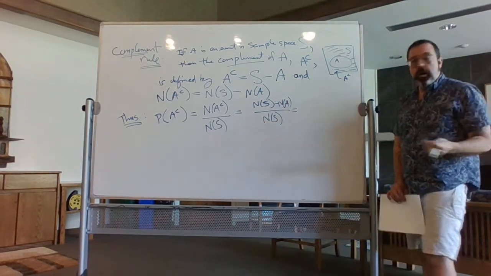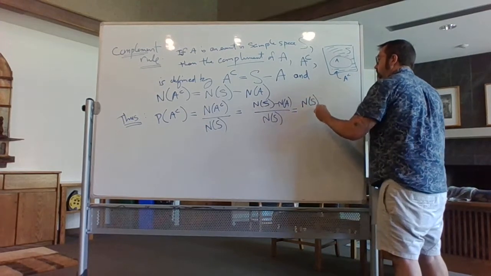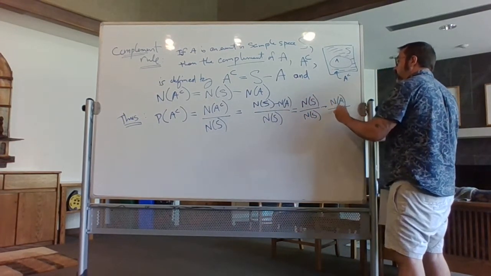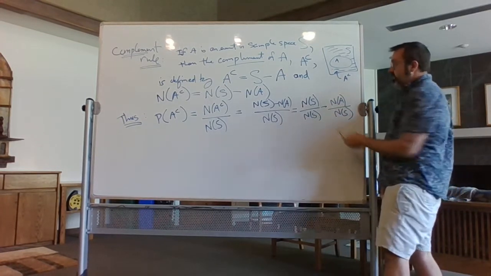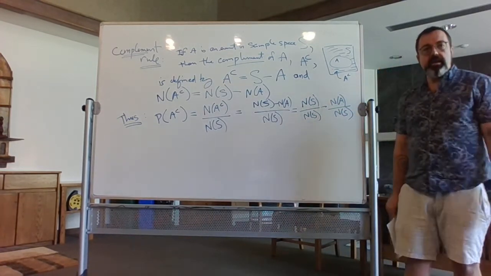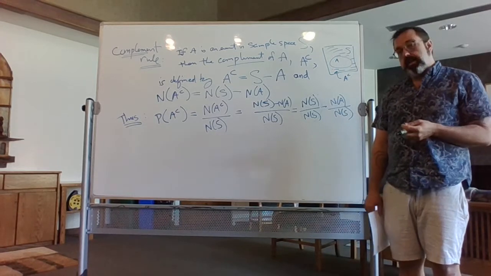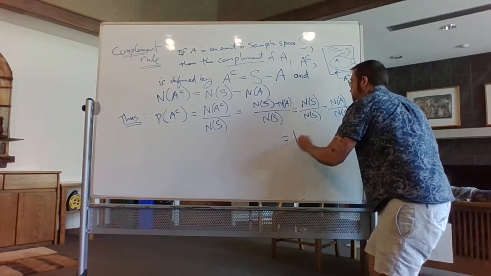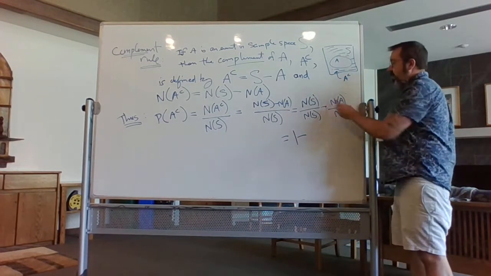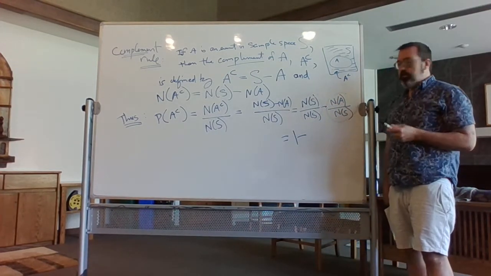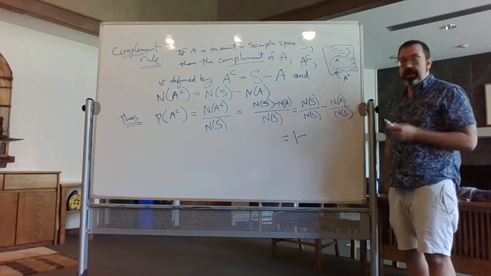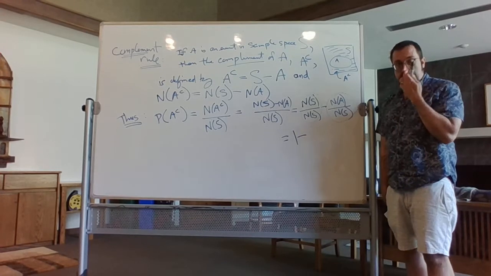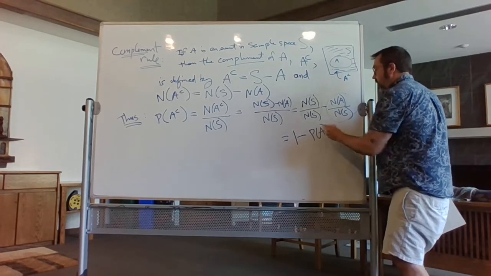And now, since we have a difference in the numerator, we can break that up into two different fractions. Notice the first fraction we get, n of S, the number of elements in the sample space, divided by itself, is just 1. This is just 1 minus this value. But this is just the definition. When you take the number of elements in an event and divide by the total number of possible outcomes, that's just the probability of A.